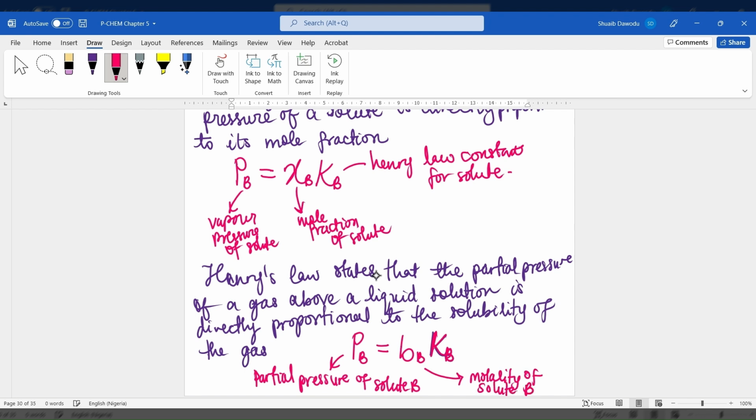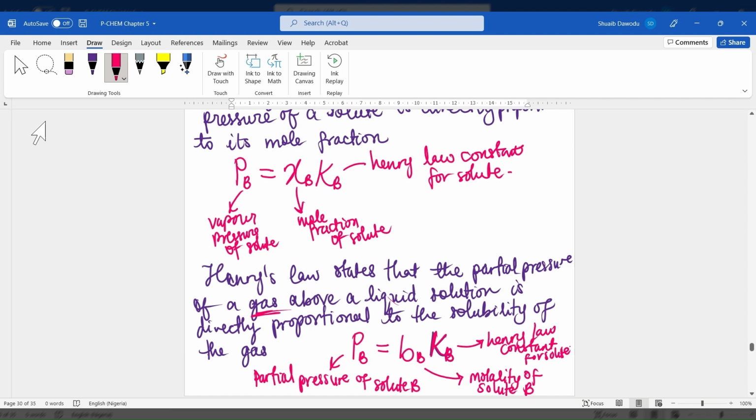And in this case, the gas is the solute. So when we keep saying the partial pressure of a gas above a liquid, it's just telling you that the gas is the solute and the liquid is the solvent. That's basically what's going on here. And then K sub B is, of course, Henry's law constant for the gas, or for the solute.